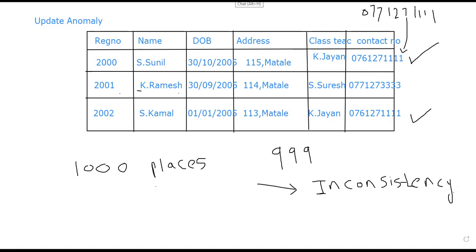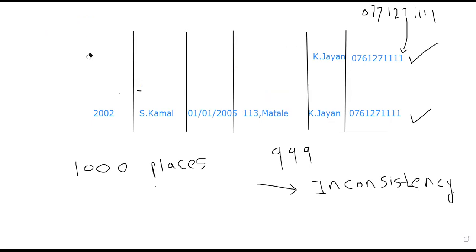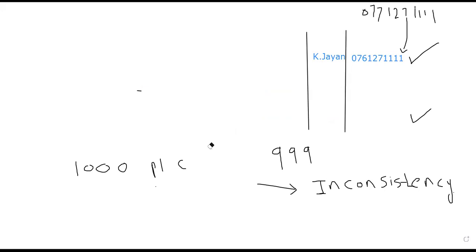This is one of the issues of update anomaly, that is data inconsistency, and the other one is that you need to update in many places. That's the logic you need to understand from update anomaly. So if you guys are clear now, let us have a discussion on what a deletion anomaly is.